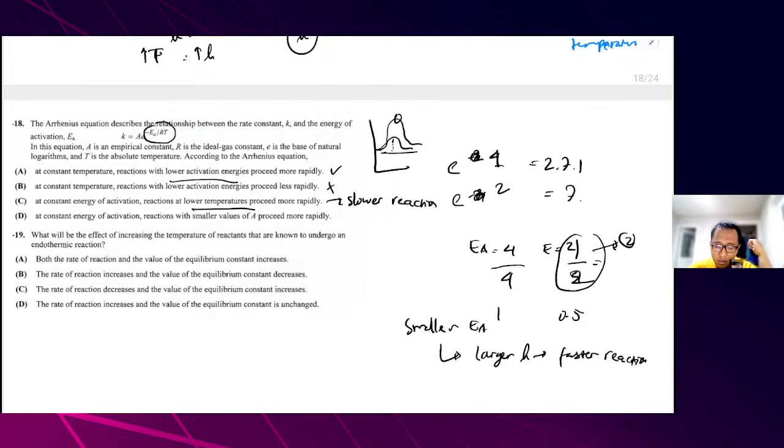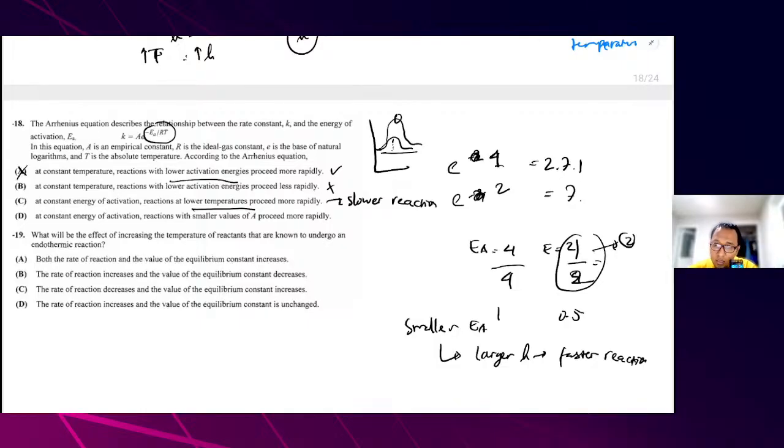If activation energy is constant, a reaction with a smaller value of A proceeds more rapidly. A is constant and doesn't affect speed unless changed by a catalyst, which is not mentioned here. So the correct answer will be A.